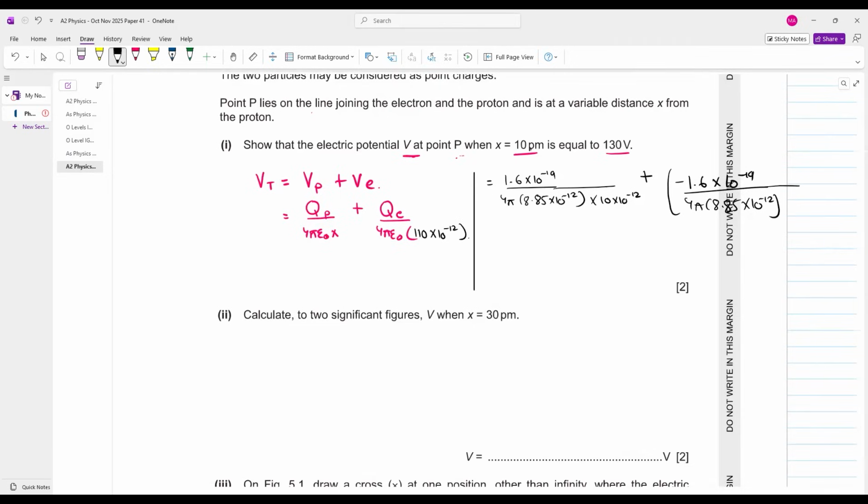Perfect. What is the distance? 110 picometer, 110 into 10 raised to the power of minus 12. Can you calculate this answer? I think this will be a lengthy calculation. 1.6 into 10 raised to the power of minus 19, divided by 4 pi into 8.85 into 10 raised to the power of minus 12 into the distance, that is 10 into 10 raised to the power of minus 12. Okay, done.